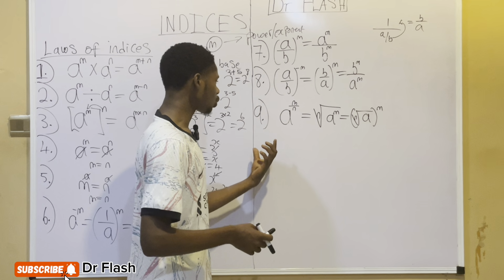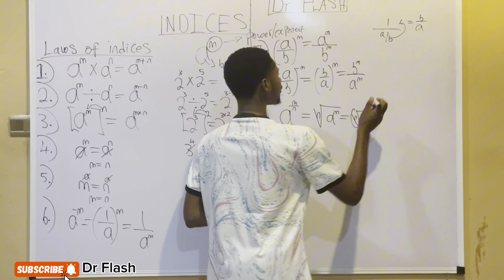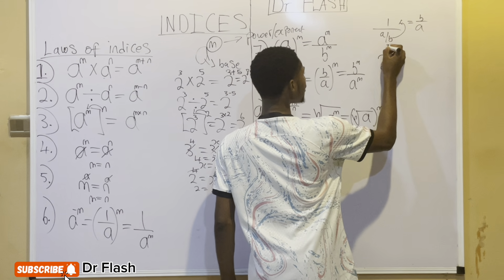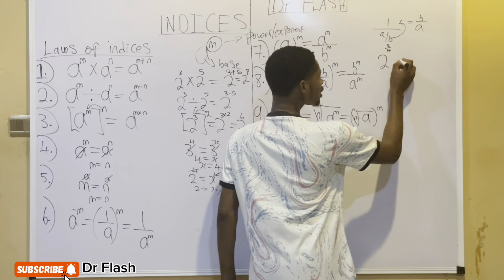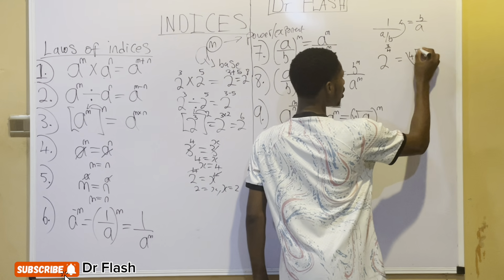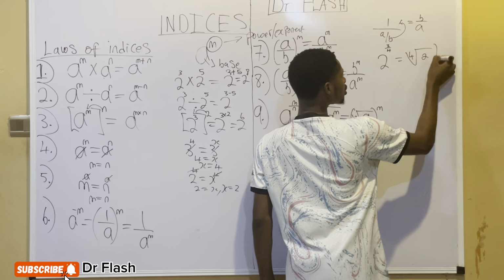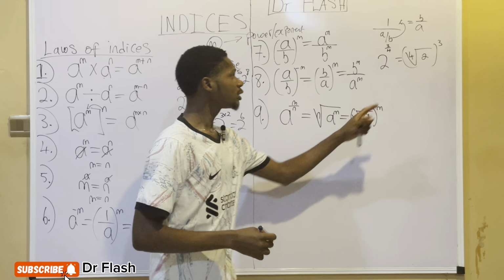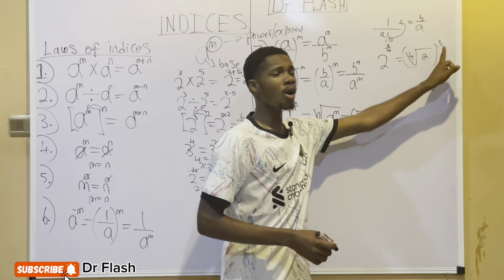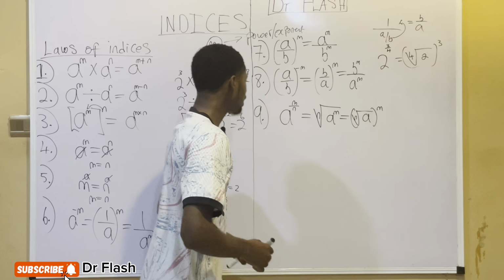Now, here is an example to understand this law 9. Let's say we're having 2 to the power of 3 over 4. How do we solve for this? This now becomes the 4th root of 2 all raised to the power of 3. That is how a case like this is being done. The 4th root of 2 all raised to the power of what? 3.